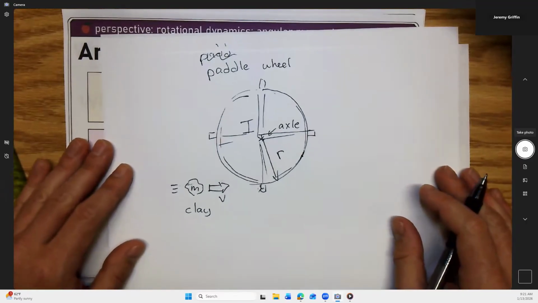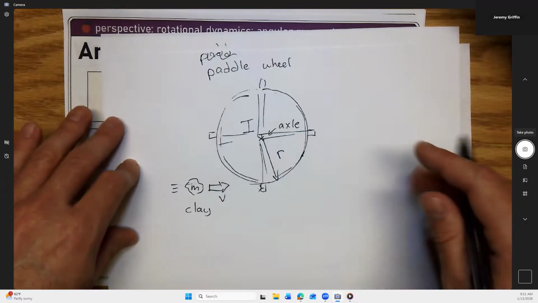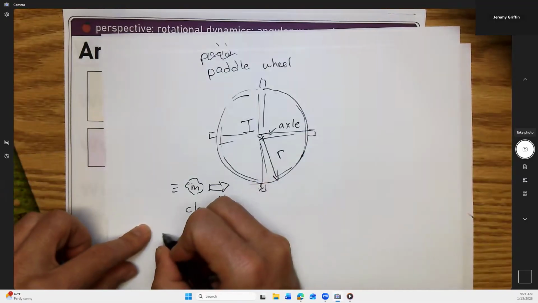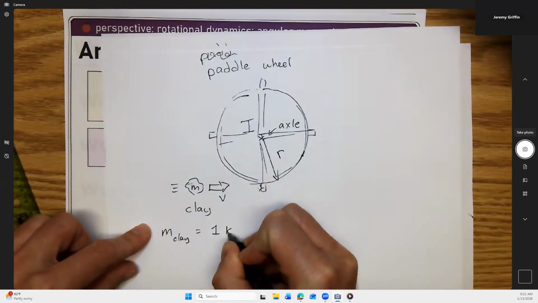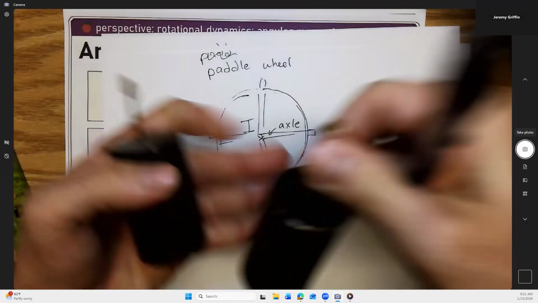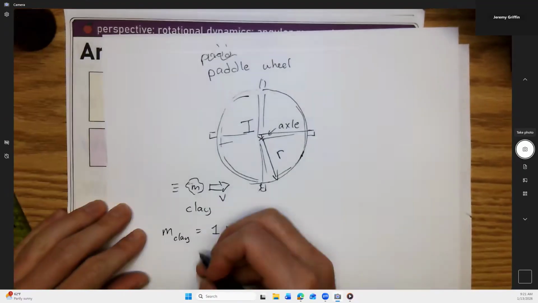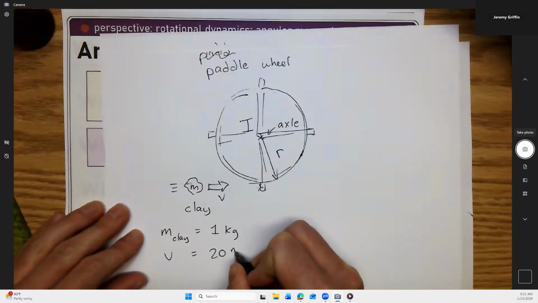Guys, do you want numbers, or do you want to solve this in terms of variables? What do you guys feel like? Numbers, okay, yeah, we can do numbers. So let's say the mass of this clay is like 1 kilogram. What if I had this much clay? That's great. And I'm going to throw this with a speed of like 20 meters per second.